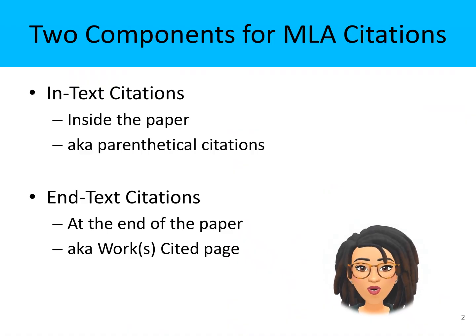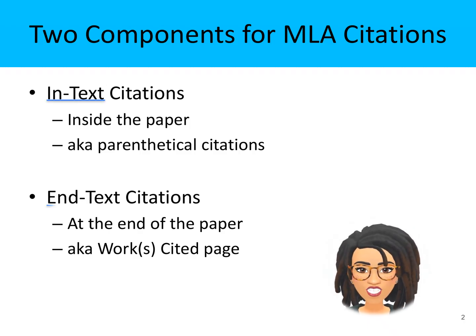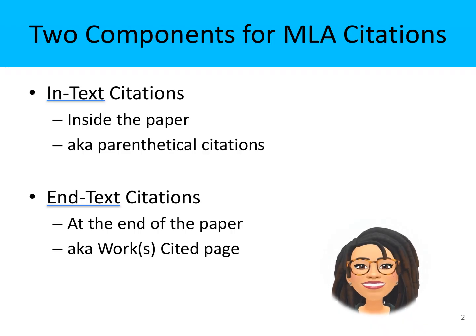The two main components for MLA citations are in-text citations and end-text citations. Your in-text citations go directly at the end of the sentence containing quoted or paraphrased information. The end text citations go on the bibliography page where you list all of the sources that you used. In MLA format, the bibliography page is called a works cited page.